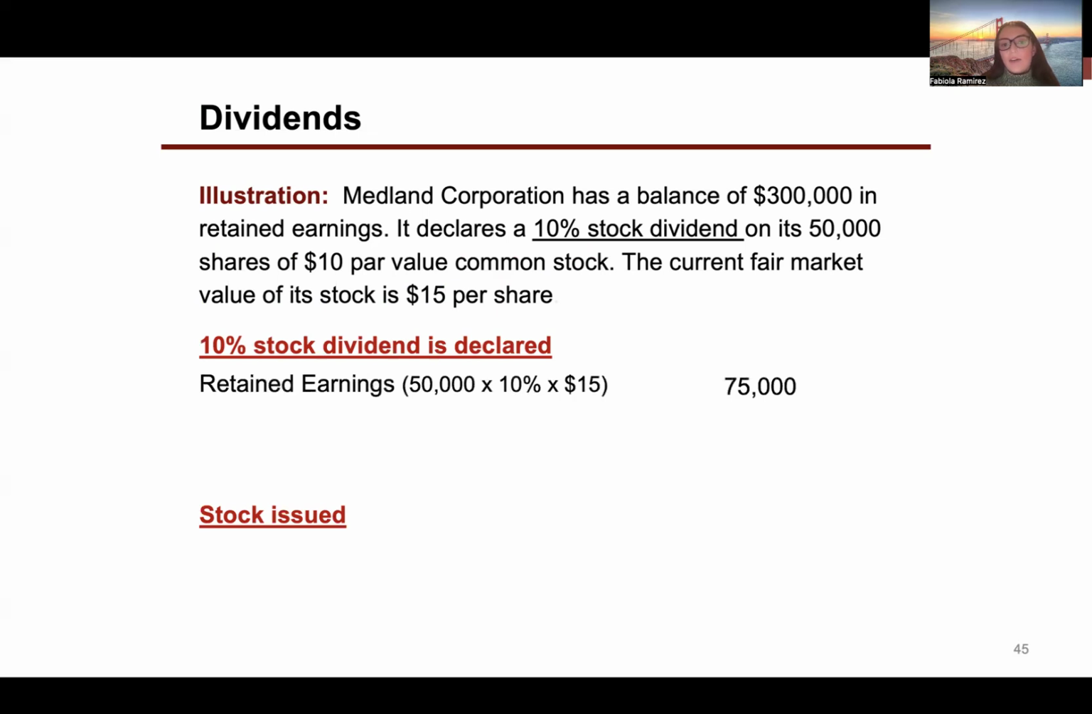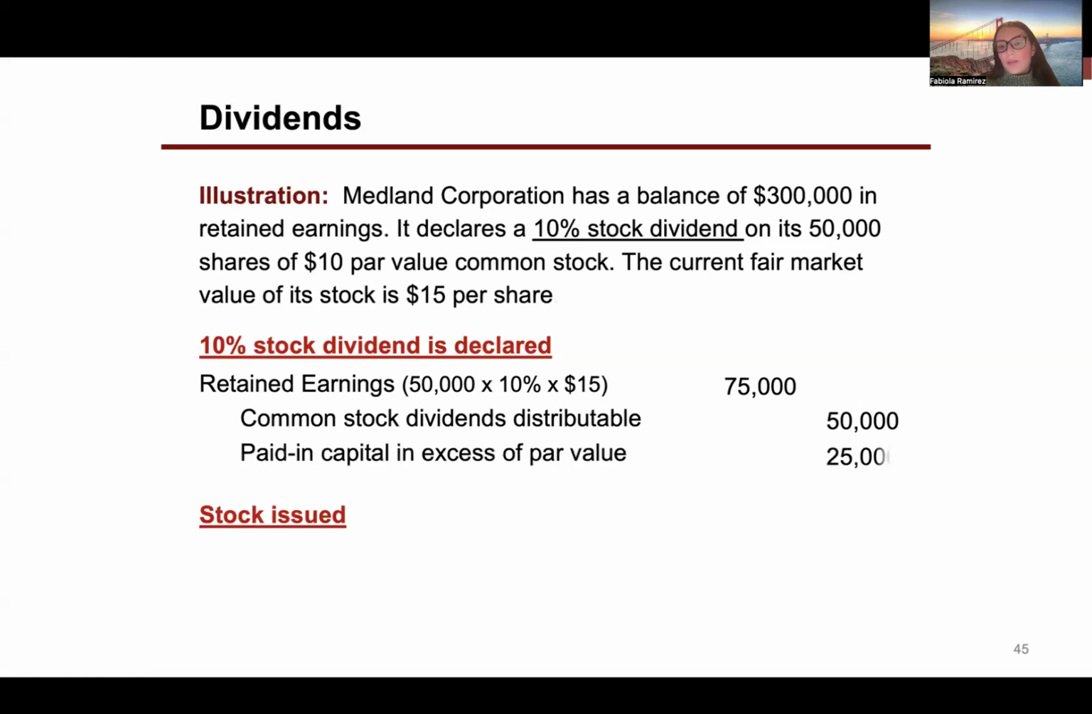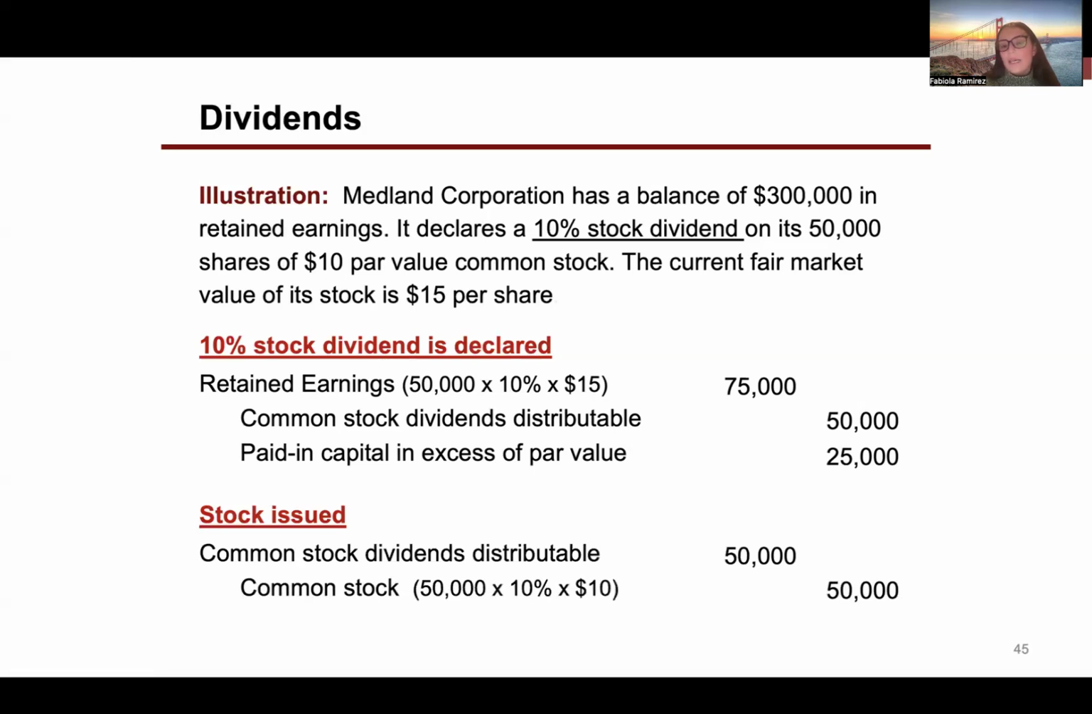So we debit retained earnings for the 50,000 shares times 10%. The 10% comes from the stock dividend declared, and we multiply it by the fair market value of the share, which is $15, because this is a small stock dividend. We credit common stock dividends distributable. The remainder gets credited to the APIC account. When the stock is actually issued, we debit the common stock dividends distributable account and we credit common stock.